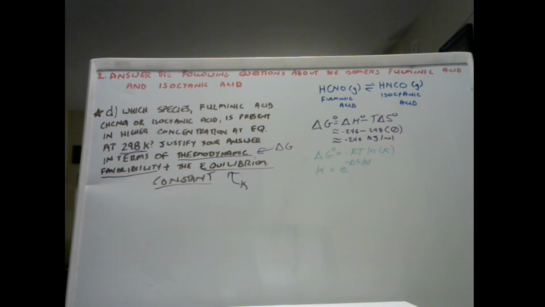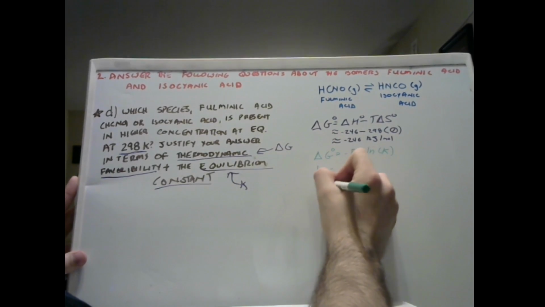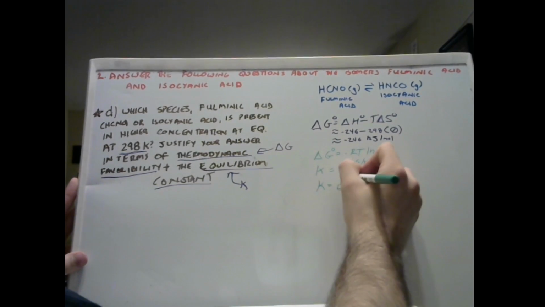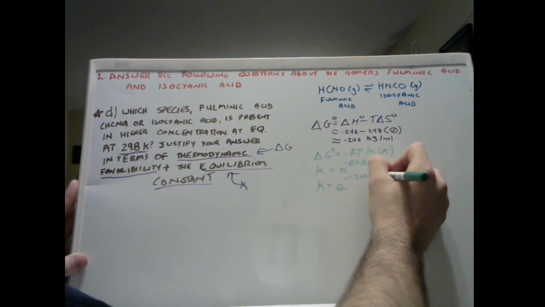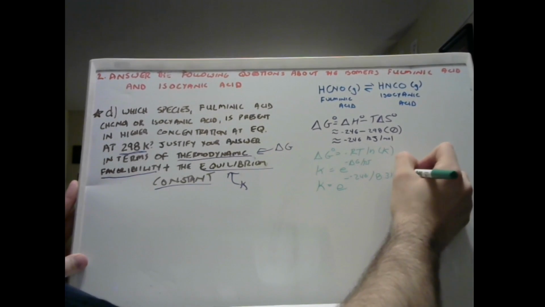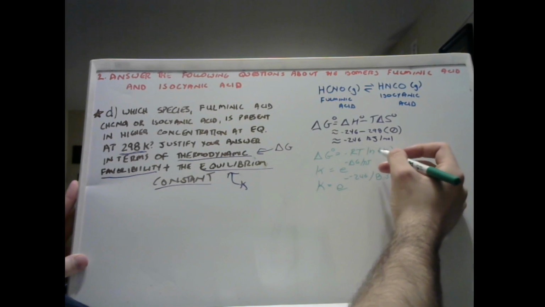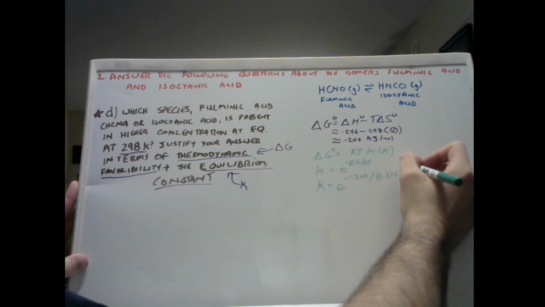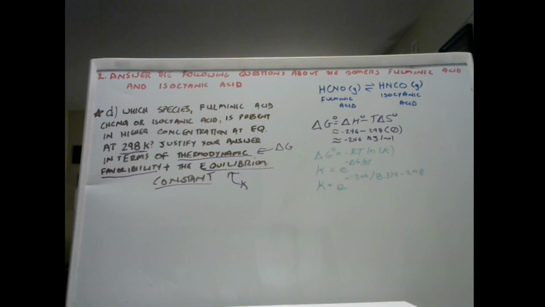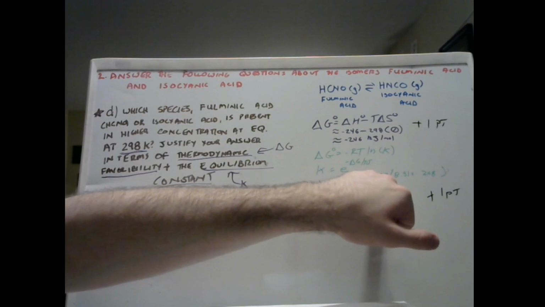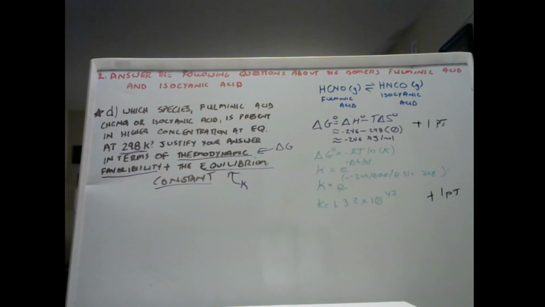If you're not confident in that, just plug in your numbers. K equals e to the negative times negative 246 divided by R, which is 8.314, because we're talking in joules or kilojoules, times 298. Plug it in, solve it out, you get this number out. Notice how I converted to joules because 8.314 is in joules, and I get a ridiculously large number.